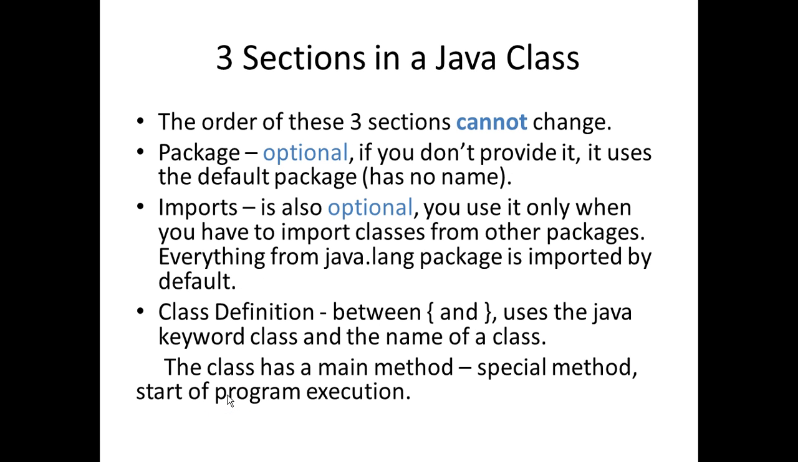So like I said, there are three sections in the Java class, and you cannot change the order of these sections. First you have the package, then you have the set of imports, then you have the class definition which will contain a set of methods. The package is optional. If you don't provide it, it uses a default package, and the default package has no name in Java. Then you have the set of imports, and that is also optional. You only need to import something if you are using something from an external package. If you are not, then the import section is also optional.